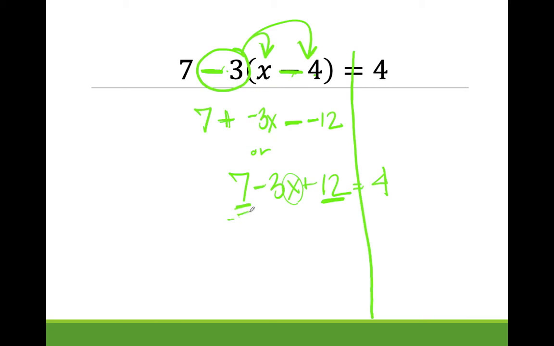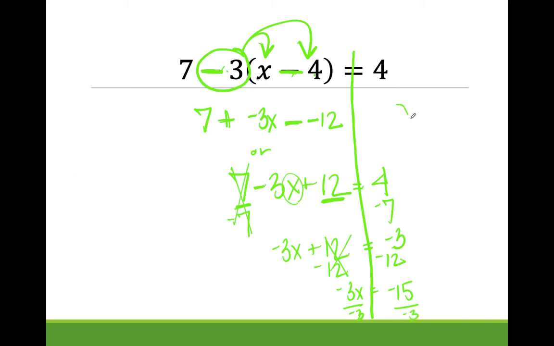So we have to subtract 7 to get rid of the 7. 4 minus 7 is negative 3, and then we also have to subtract 12 to get rid of the 12. Negative 3 minus 12 is negative 15, and then our final step is to divide by negative 3, which gives us a final answer of x equals positive 5. That's a really, really, really tough problem. If these negatives weren't in here, it would be much easier.